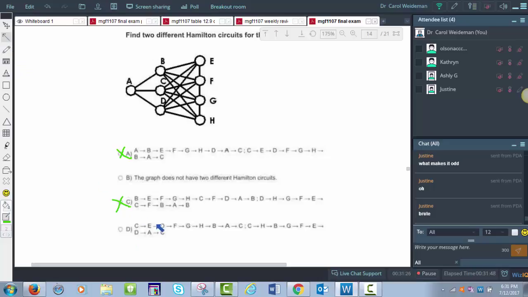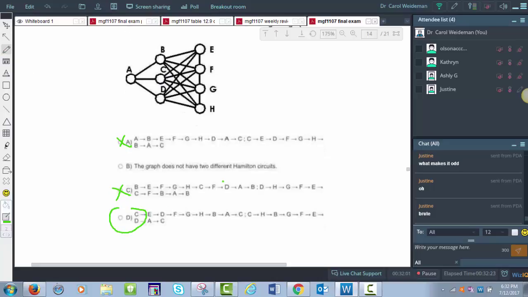Let's just check and make sure it's correct. So it goes C, E, D, F, G, H, B, A, C. Hits all of them. And then the other one is C, H, B, G, F, E, D, A, C. Ends at the same. Remember, if it's a circuit, it has to start and stop at the same vertex.